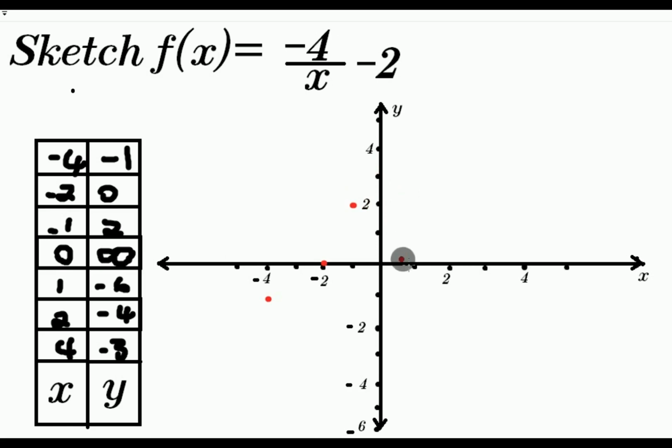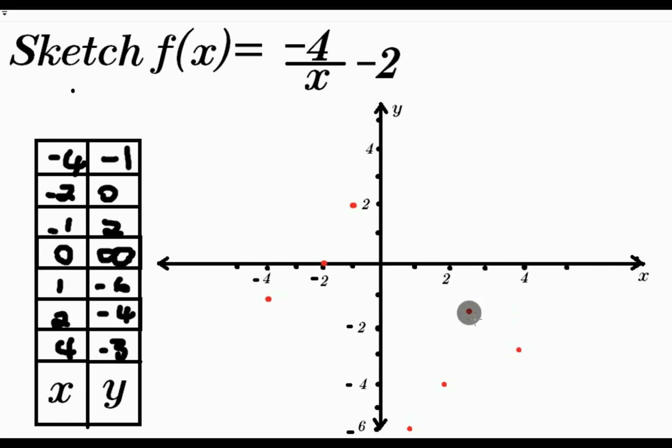Our graph is never going to touch our y-axis on this side, since it's undefined at 0. After that we're going to go to 1. So 1 is going to be minus 6, so 1 and minus 6 is going to be here. Then we are going to have 2 and minus 4, which is going to be here. And we are going to have 4 and minus 3, which is going to be here.